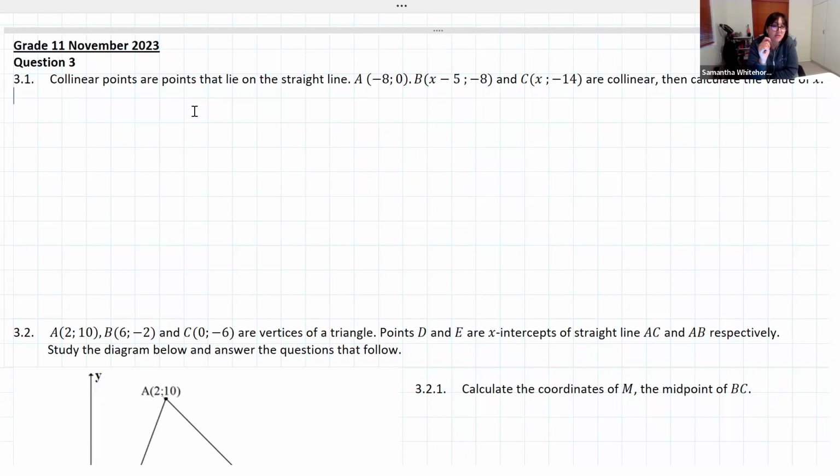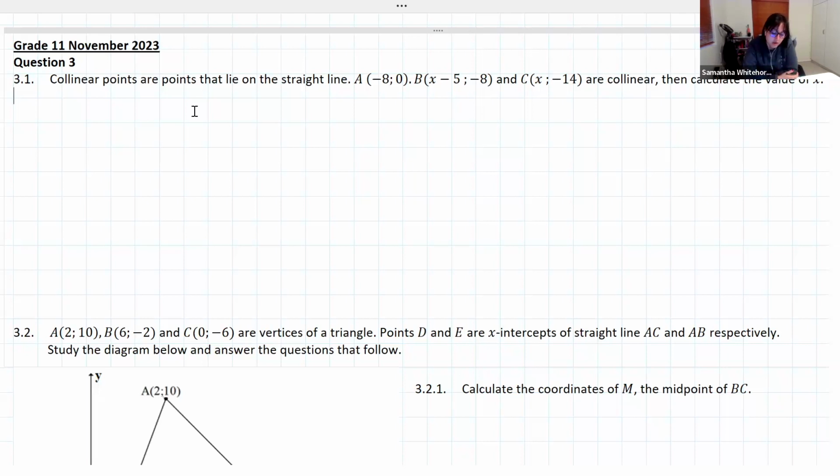Sometimes they even go so far as question 1 is a frequency table or an ogive, and question 2 is line of regression, okay? So the more you start to do past papers, the more you can get a feel of how the questions are going to be asked.